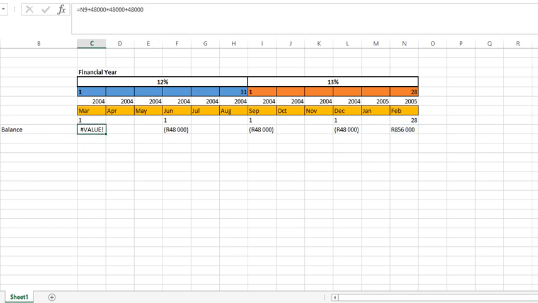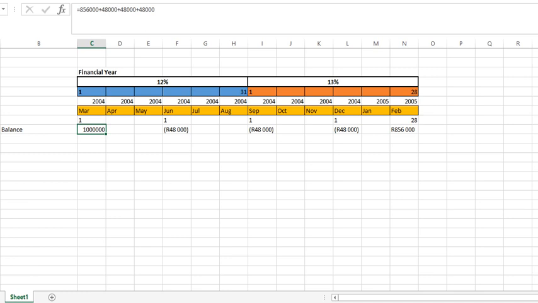No, I don't know why it doesn't want to calculate this. Oh, I know why. So this is going to be our 856,000 Rand plus the 48,000. So at the beginning of March, our loan amount was R1,000,000.